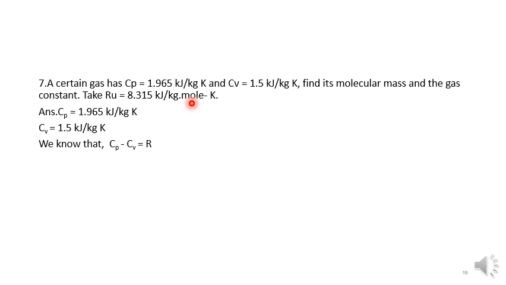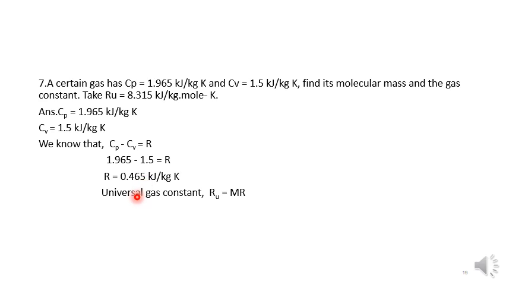Next, we know that Cp minus Cv is equal to R. So by using these two values, we can get the R value. So 1.965 minus 1.5 is equal to R. By using the calculator, we get the R value as 0.465 kilojoule per kg Kelvin. So the units are also the same. Whatever the units for Cp and Cv, the units of R are also the same. So we got the R value as 0.465 kilojoule per kg Kelvin.